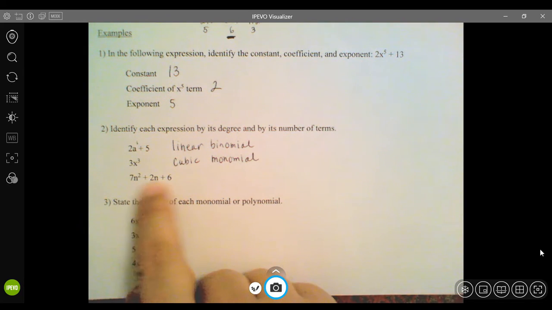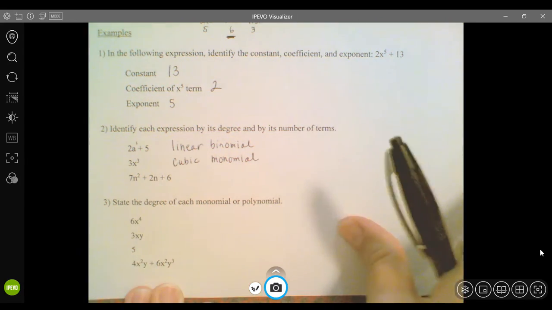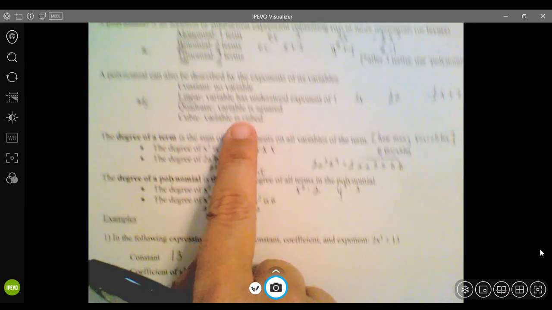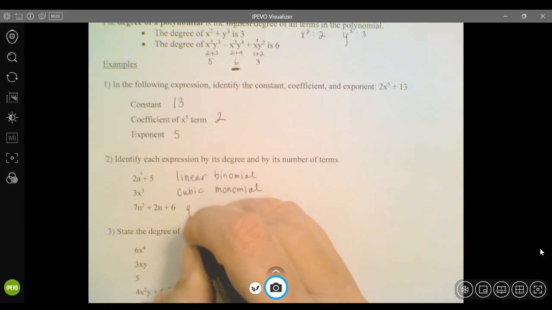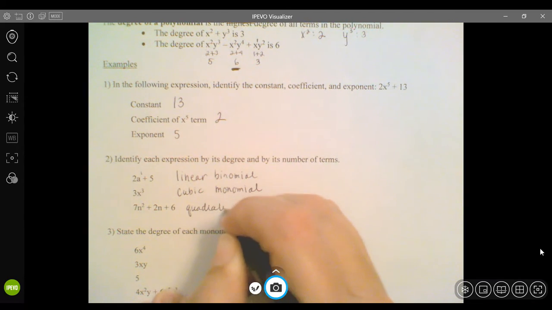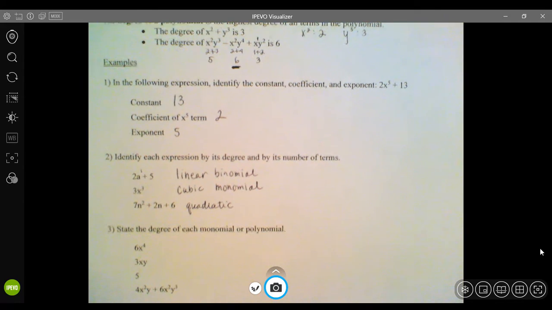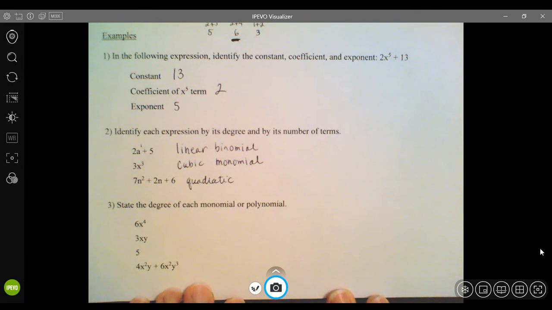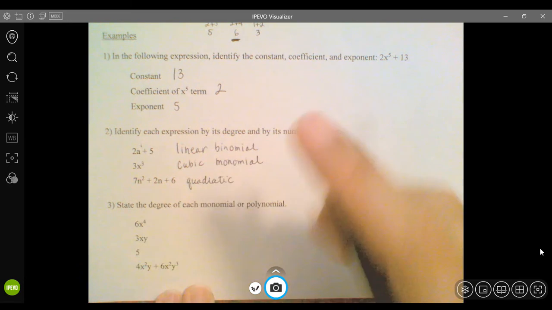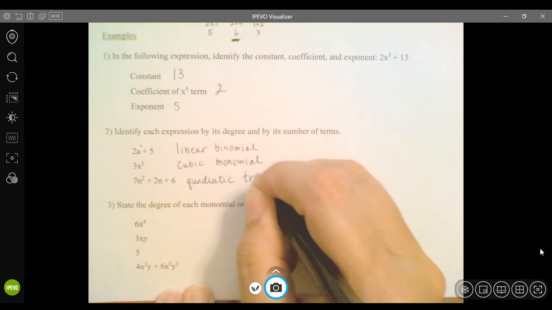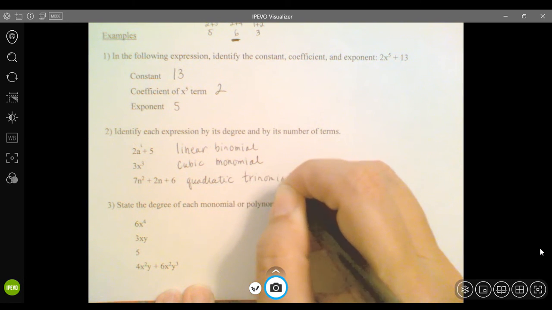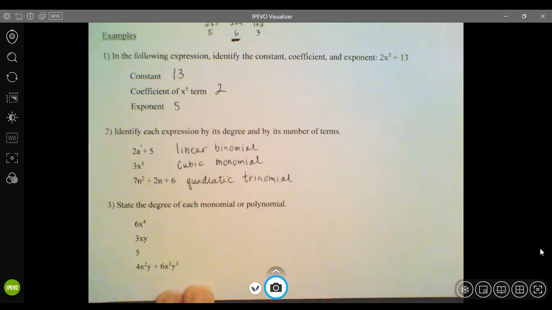What's the greatest degree here? 2. So the variable is squared. And according to this definition, when the variable is squared, it's a quadratic. So this is a quadratic. So there's my adjective. Let's find the noun. How many terms do you see? I see 3. So it's a quadratic trinomial. That's all we do there.